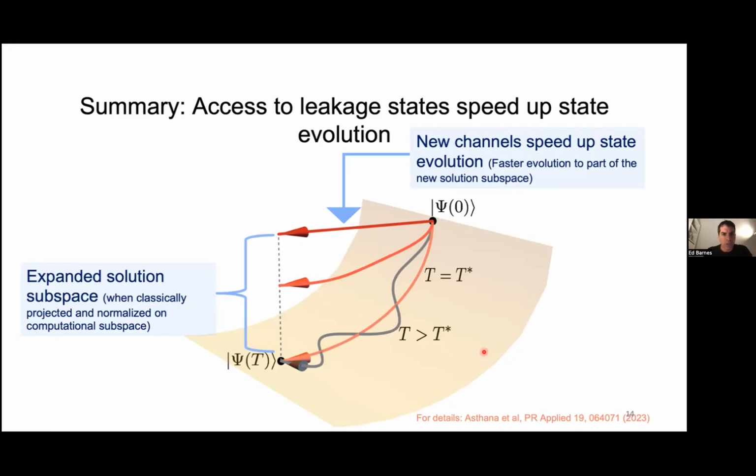So this is what I plan to say about control VQE. Maybe I'll stop here in case there are any more questions about it.